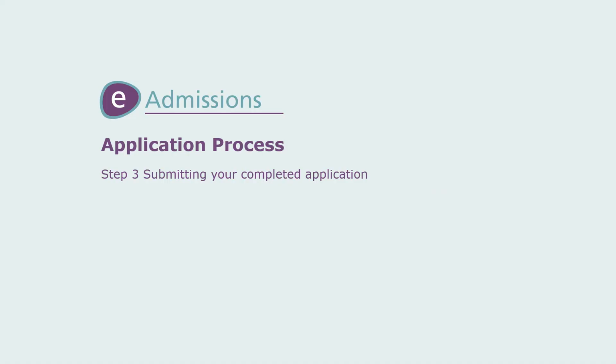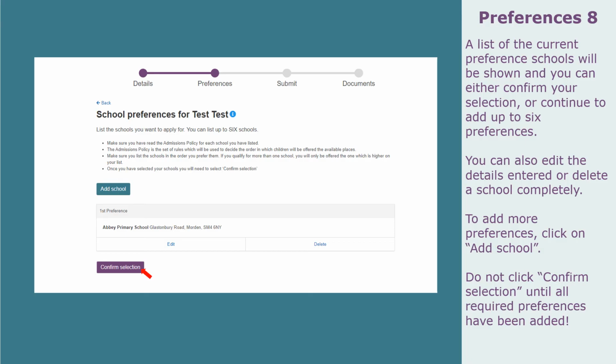Application process. Step 3. Submitting your completed application. A list of the current preference schools will be shown, and you can either confirm your selection or continue to add up to 6 preferences. You can also edit the details entered or delete a school completely. To add more preferences, click on Add School. Do not click Confirm Selection until all required preferences have been added.